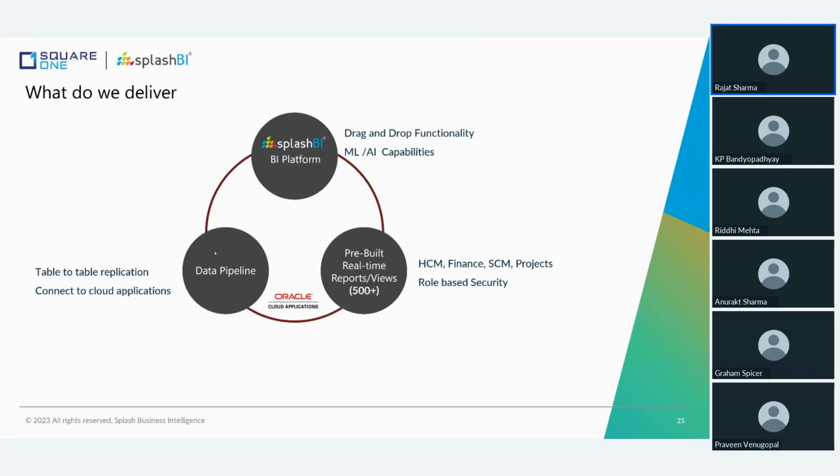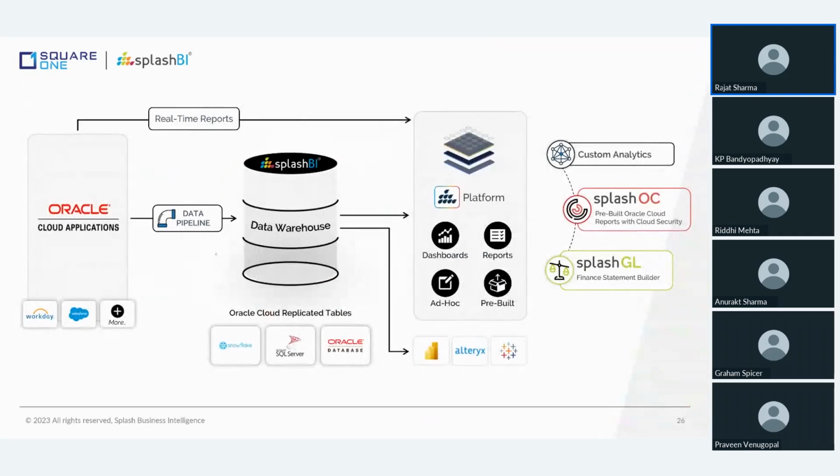And how do we basically do it? This is the overall architecture diagram of Splash OC. If I read the diagram from left to right, you can see on the left-hand side I have access to multiple SaaS applications, including Fusion Pod, Workday, etc. Now the arrow on the top gives me the ability to run all my queries in real time against my Fusion Pod to extract the data.